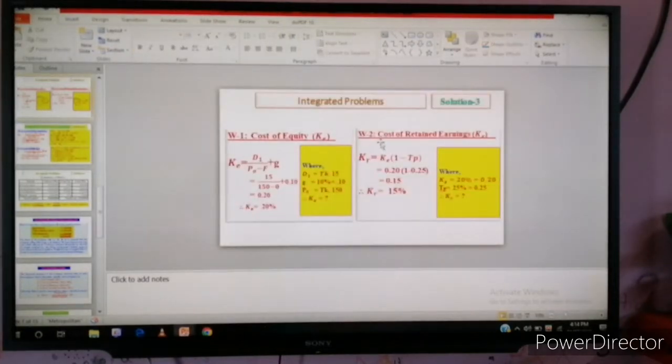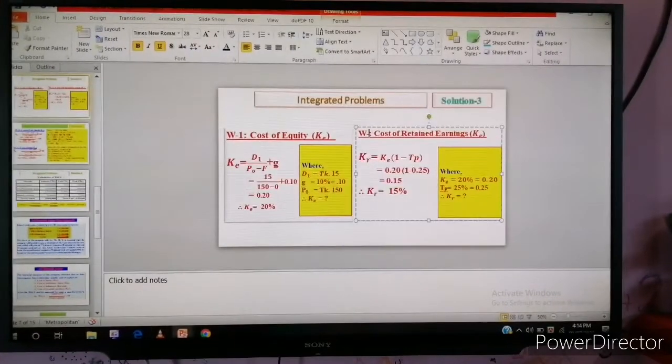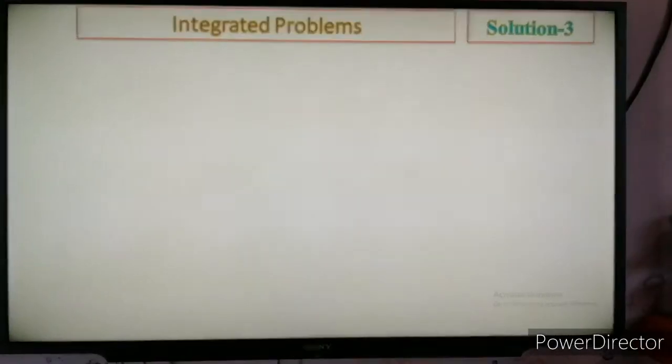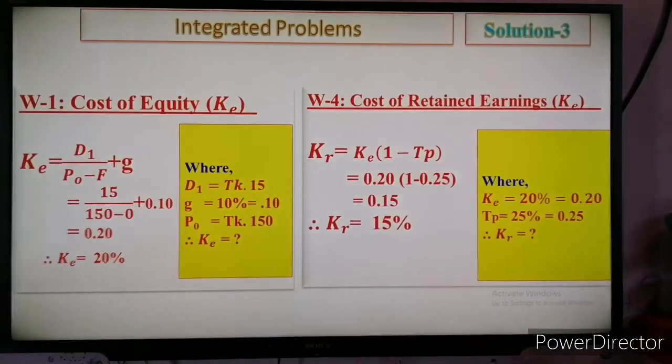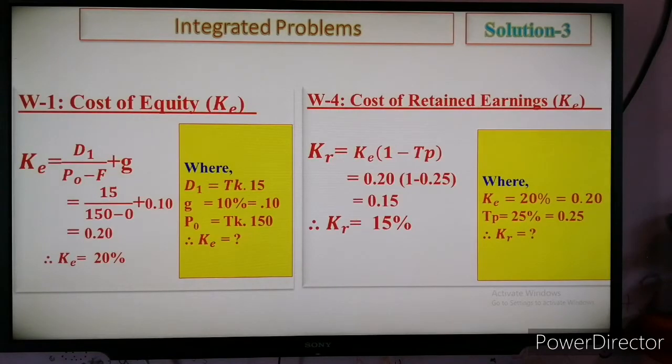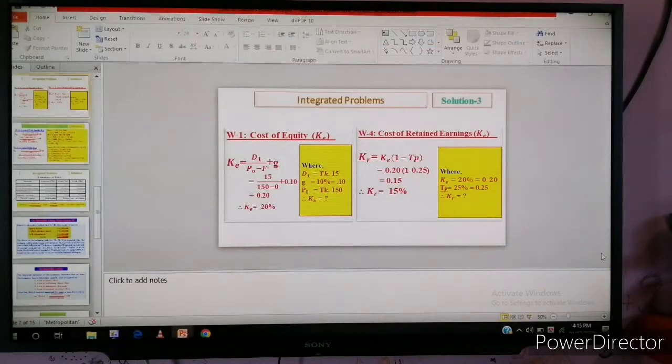Cost of retained earning should be 4 in numbers, as we are following an ascending order. So, my dear student, cost of equity and cost of retained earnings are highly related, highly correlated. We already know how KR can be determined.